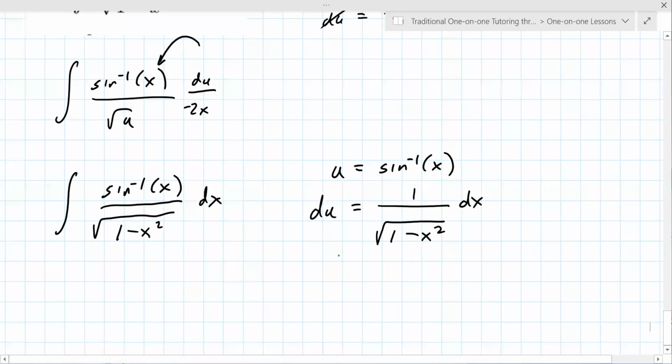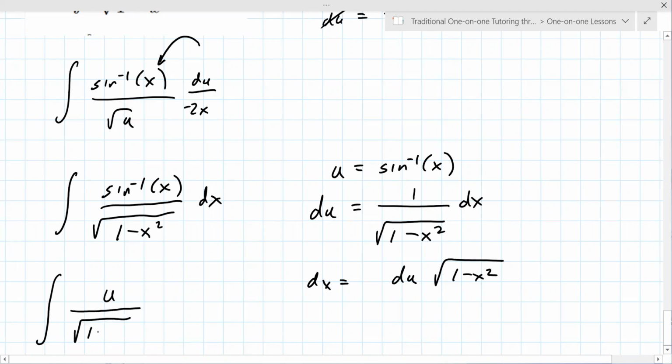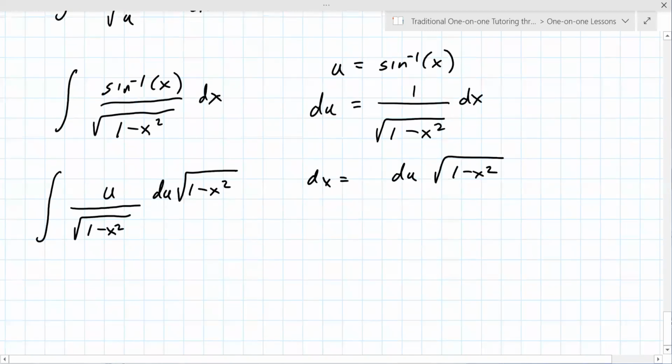So there's still a lot to do here, but dx is du times the square root of 1 minus x squared, because you're multiplying both sides by this. So it's the integral of u over the square root of 1 minus x squared, and dx is du times the square root of 1 minus x squared. Notice how those cancel, and it turns into the integral of u du.